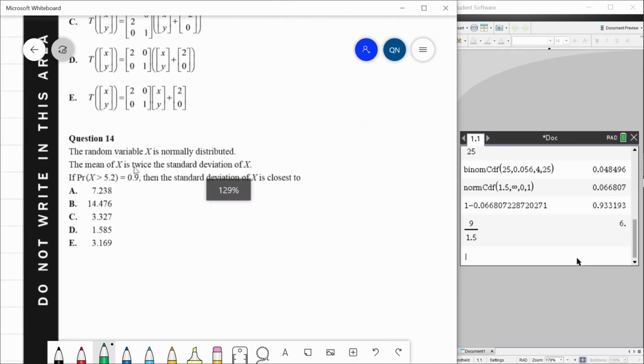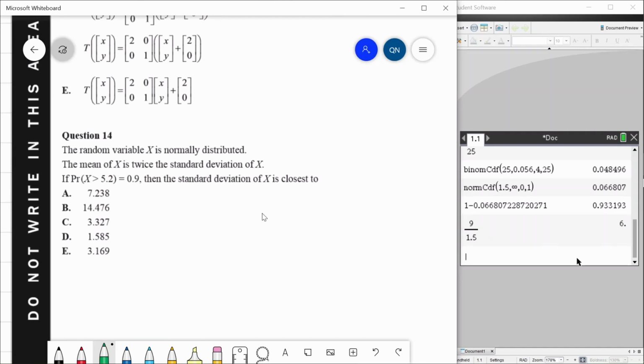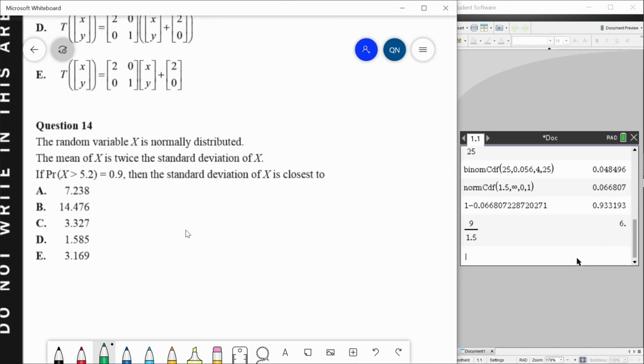Random variable, normally distributed, mean twice the standard deviation. We're given a probability and we want to find the standard deviation. Okay, so what on earth are we dealing with over here? So we have the mean of x, so mu, has to be exactly twice the standard deviation.